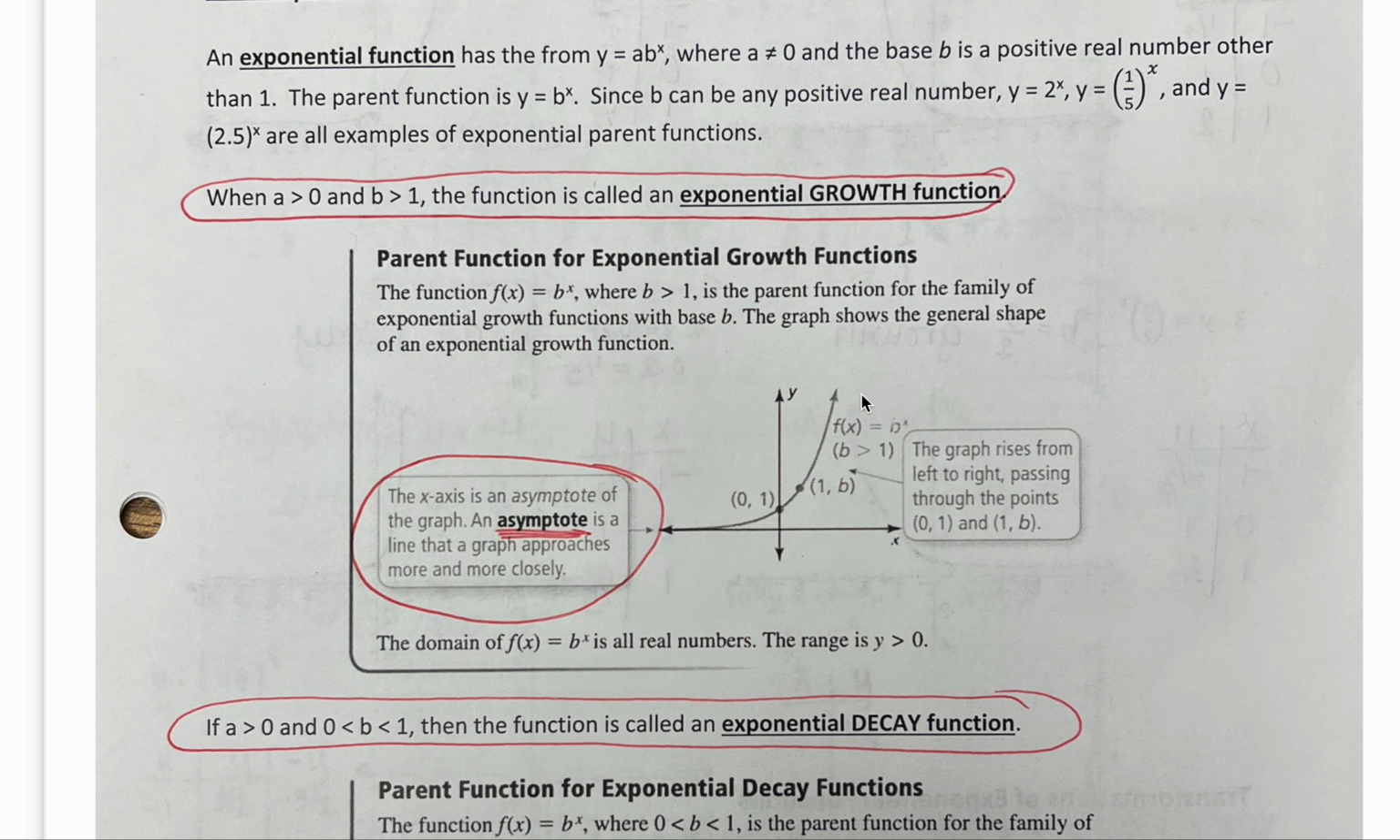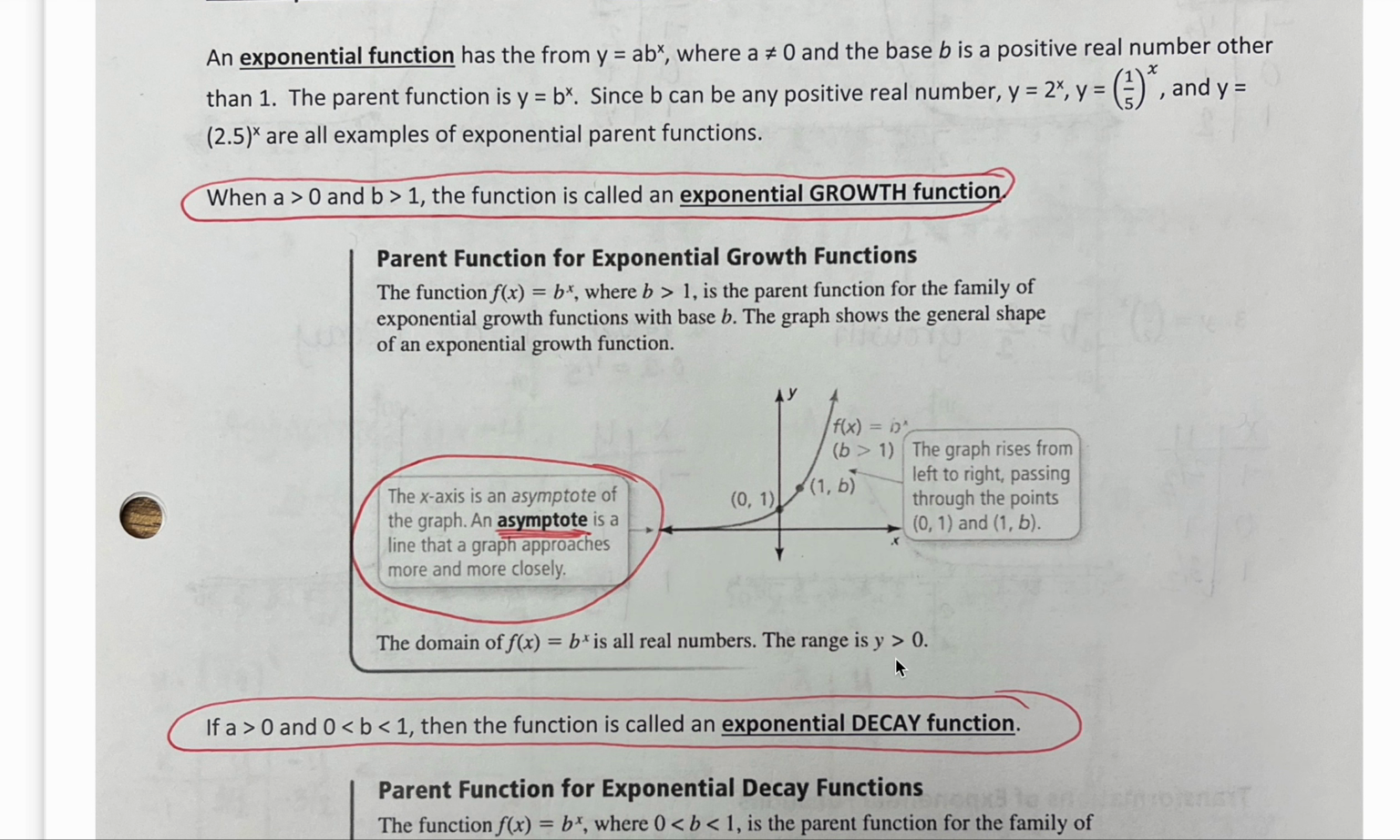So since there's an arrow on the left and an arrow on the right, the domain is all real numbers, but the range is only above the x-axis, and it never touches the x-axis. So it's y greater than 0, not greater than or equal to 0.